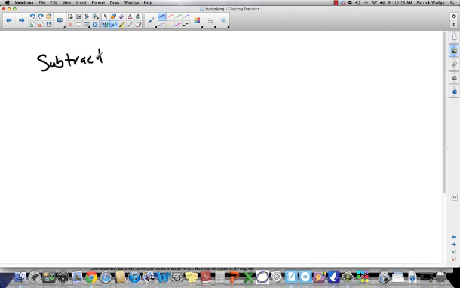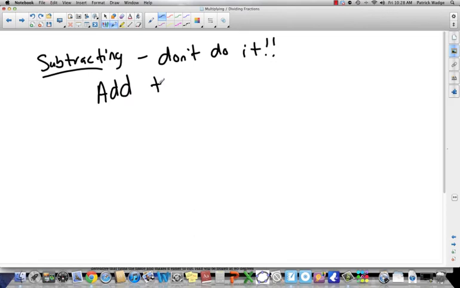Now, I find that subtracting is kind of difficult. So my advice, don't do it. Now, I know you're saying, well, what do you mean? If it's a subtraction question, how can I just not do it? Well, what I like to do is change it, turn it into an adding question. What you're going to do is you're going to add the opposite. I think this is the best way to deal with subtracting questions.